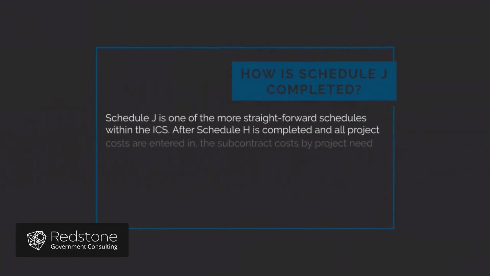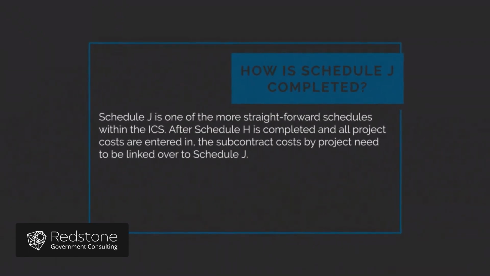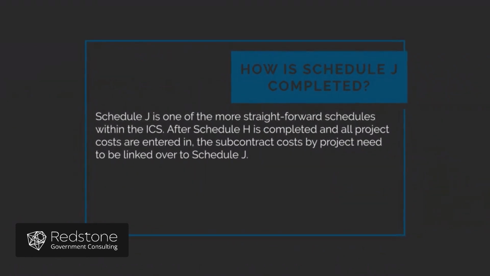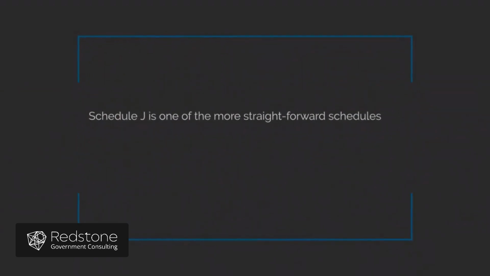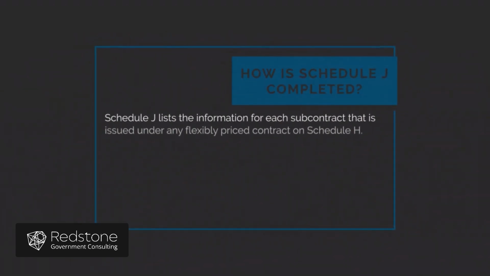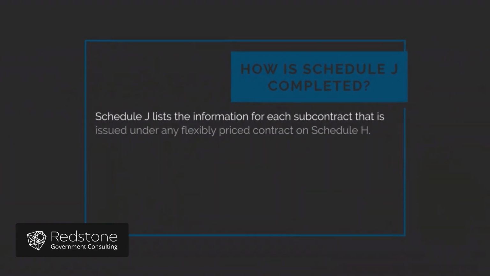Schedule J is one of the more straightforward schedules within the ICS. After Schedule H is completed and all project costs are entered in, the subcontract costs by project need to be linked over to Schedule J. Schedule J lists the information for each subcontract that is issued under any flexibly priced contract on Schedule H.